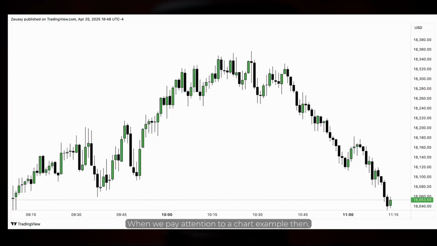When we pay attention to a chart example then, what you can see in front of you is a market maker sell model with an original consolidation down here, buy side of the curve, sell side of the curve. I would like you to pause this part of the lecture for a moment, and I would like you to highlight for yourself where the change in state of delivery took place. And I understand that this delivery might be tricky to look at, and that's exactly why I chose it, so that you can really dive deep into where this CSD got confirmed.